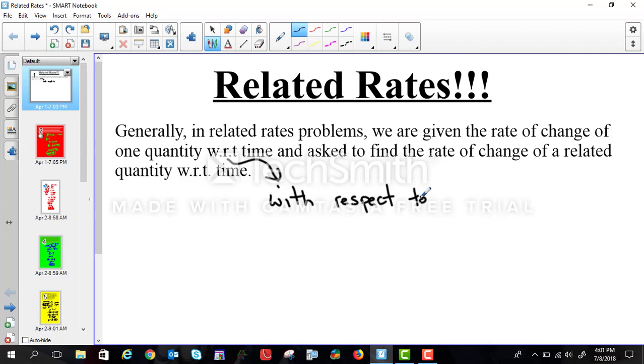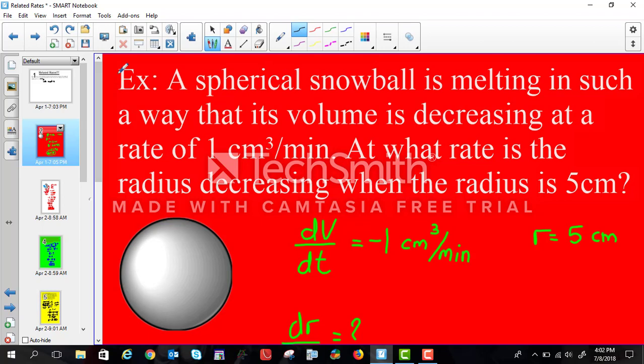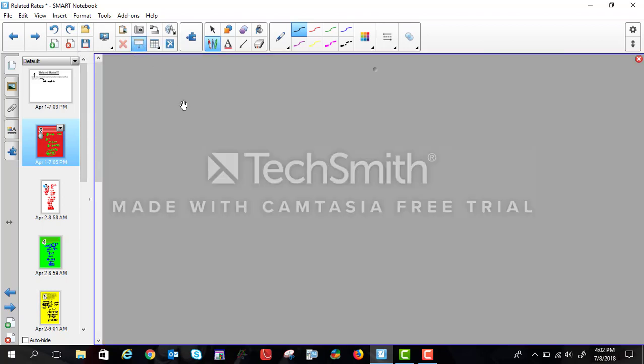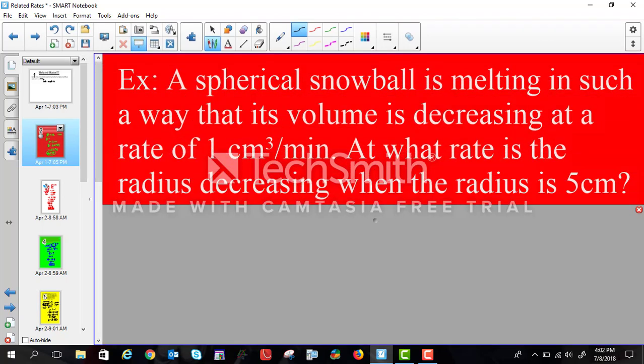So we're going to try to figure out what the relationship is between y and x, or the volume and the radius, or something like that. And we're always going to take the derivative with respect to time, and that's very important. So everything is going to be with respect to time. And generally speaking, you're going to be given a rate, and then you're going to be asked to find another one. So let's look through some representative examples of this, and as we do, we'll point out some things along the way.